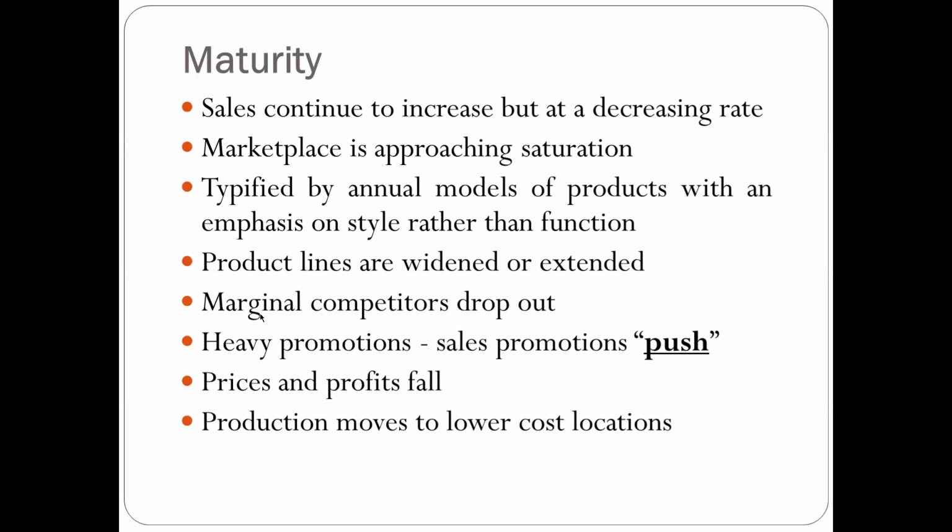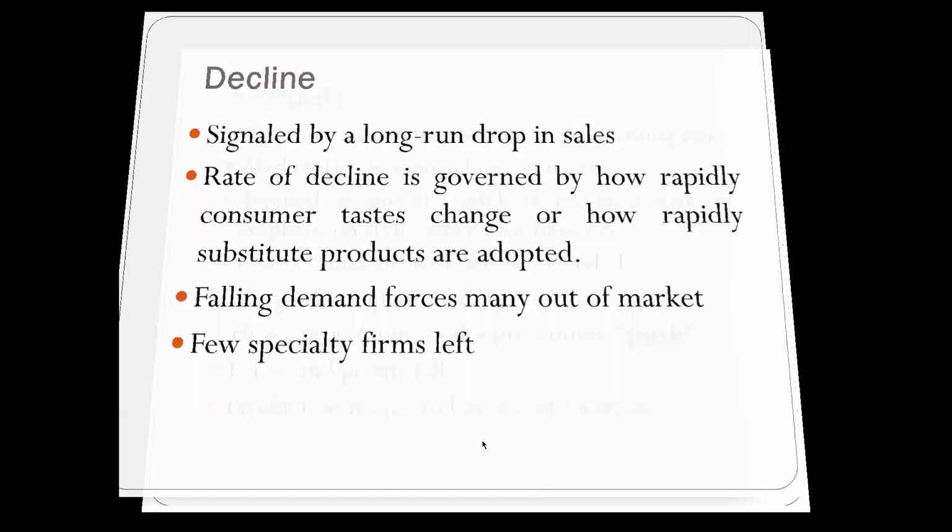Then marginal competitors drop out. In this phase, some marginal competitors may drop out of the market. And also heavy promotions and sales promotion. This is push strategy. To extend the maturity stage, we may adopt heavy promotions and sales promotion. That is push strategy. Then prices and profits fall. Ultimately, production moves to a lower cost location.